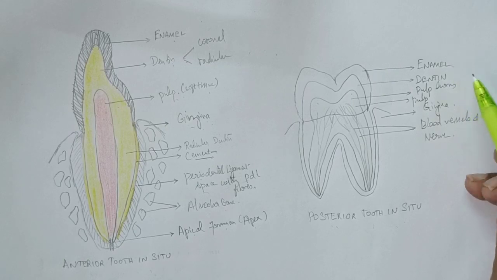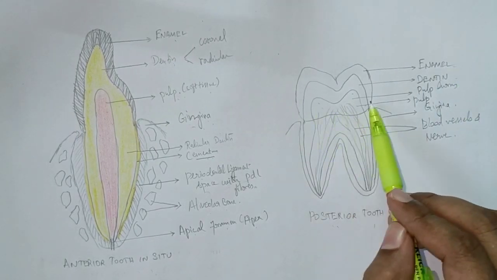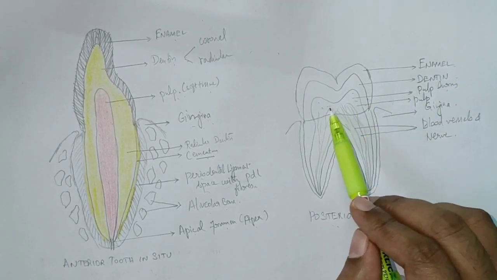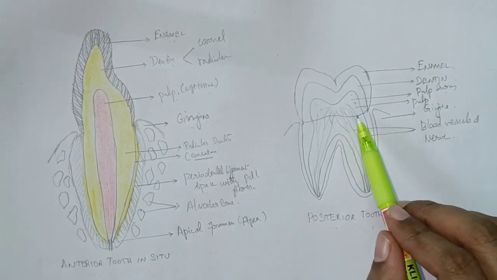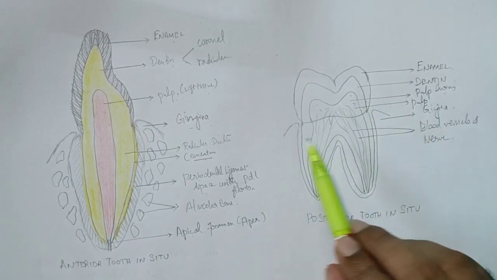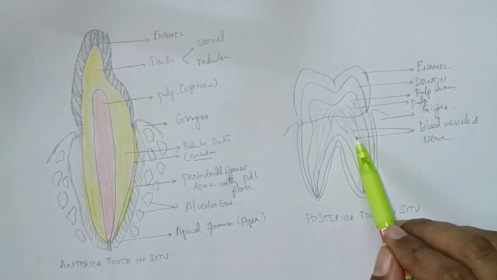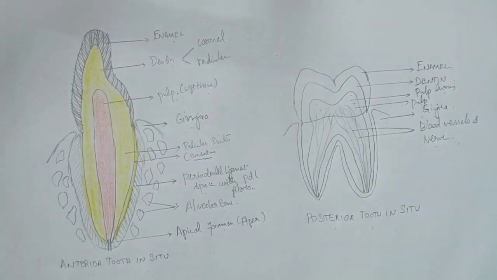First we saw the enamel and dentin. Here we can see two pulp horns. Pulp horns are more evident in your posterior tooth. Then pulp within the pulp chamber, gingiva, then blood vessels and nerves.